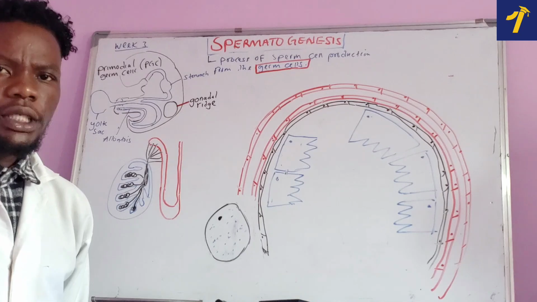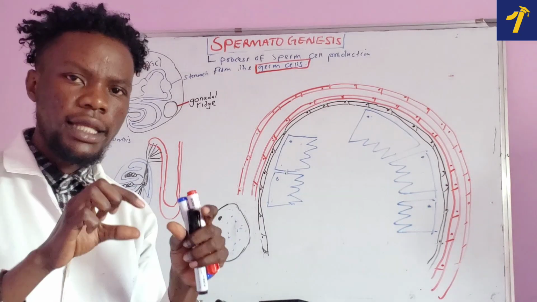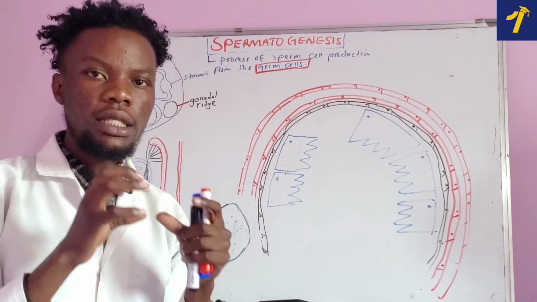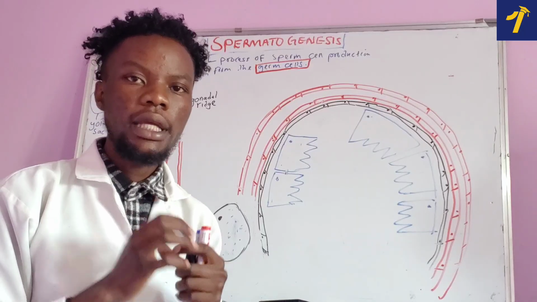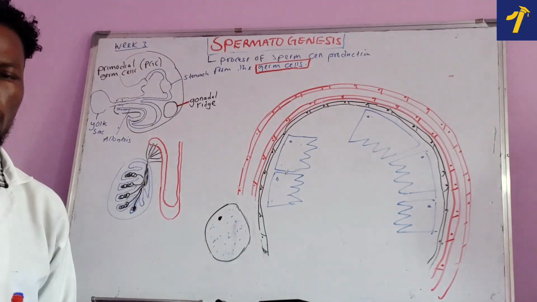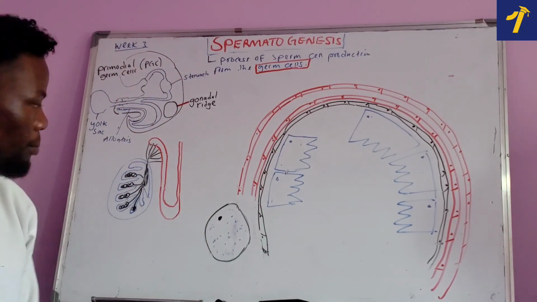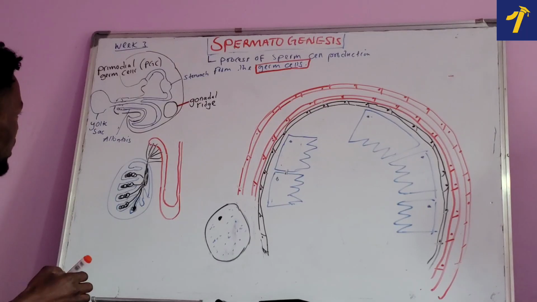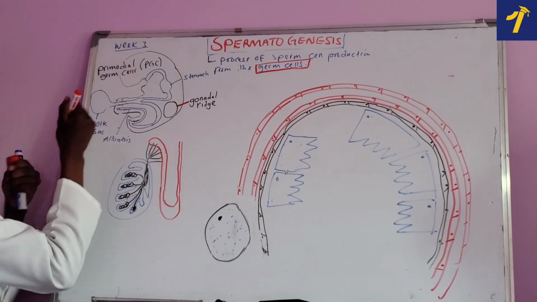Now, the question that you can ask is, where exactly can we find these primordial germ cells in week 3 of the fetal life? Where can you find them? Basically, they are located in the yolk sac.